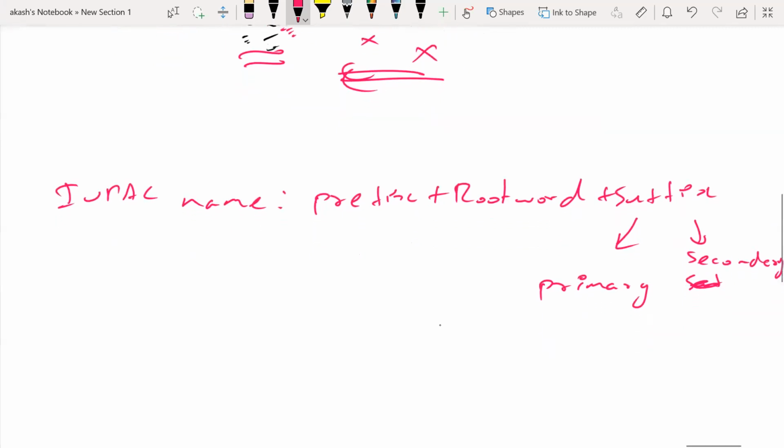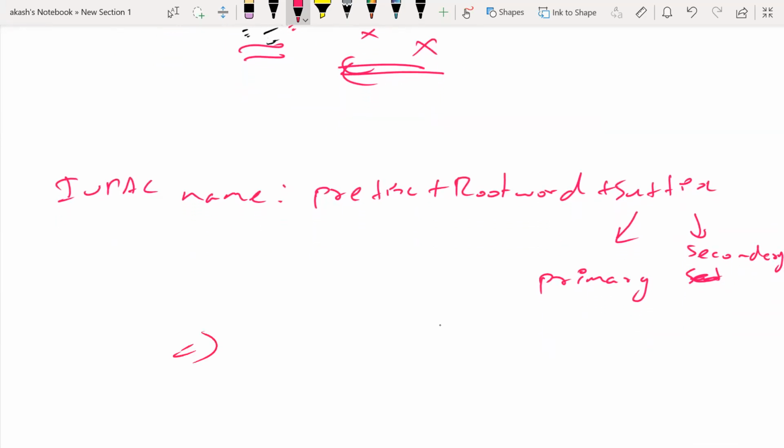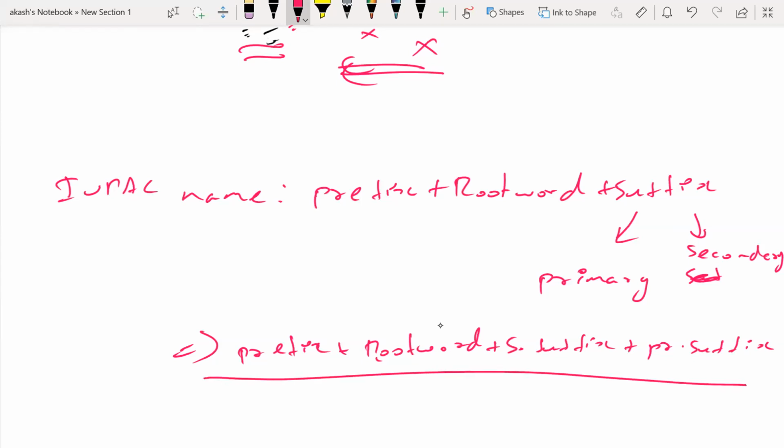Now I'll tell you the exact order in which you will write the IUPAC name. The IUPAC name is equal to the prefix part plus the root word plus the secondary suffix, and then you write the primary suffix. This is the exact order in which you should write. You should not write the suffix first. Prefix first, then root word, then secondary suffix, then your primary suffix. This order we must understand.